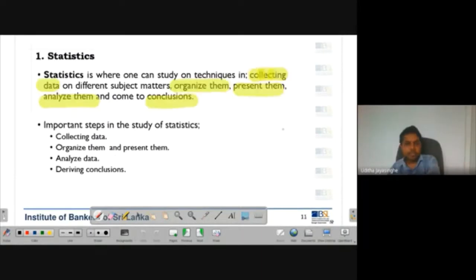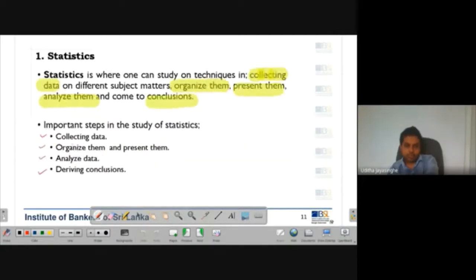First, we discussed what is statistics. It is nothing but you collect, organize, and present a set of data. Why do we do that? To come to conclusions, to make decisions. So if anyone asks you what are the few basic steps involved in statistics, these are going to be your answers. You collect data, you organize them, then you analyze them, and finally you come to conclusions.